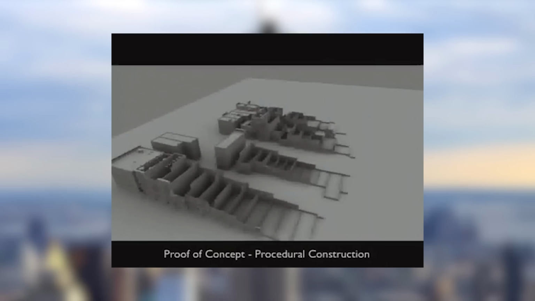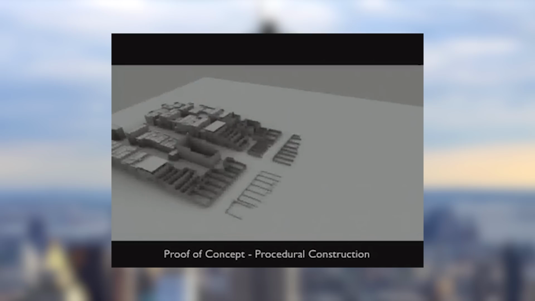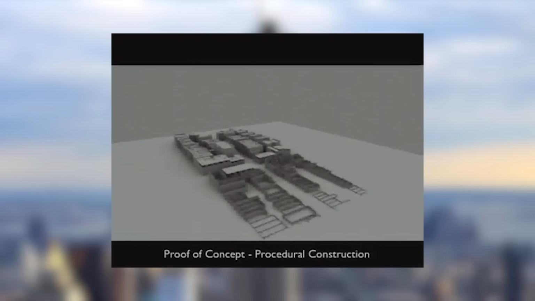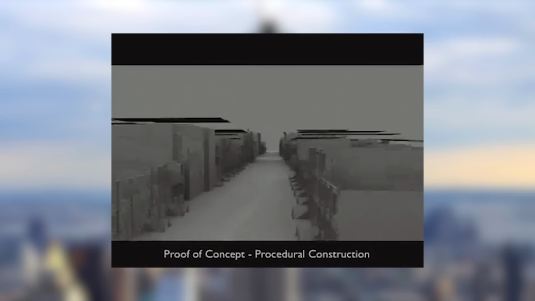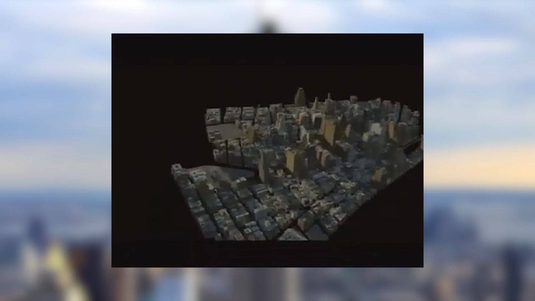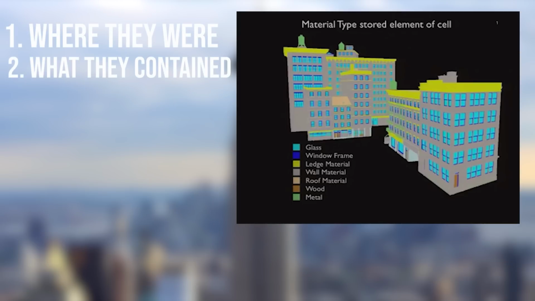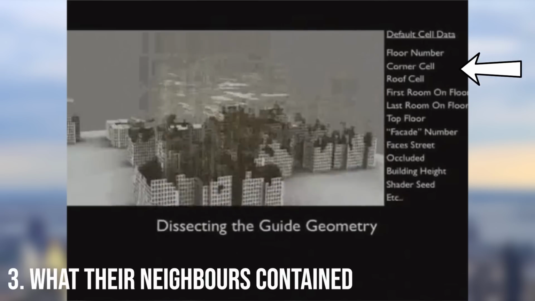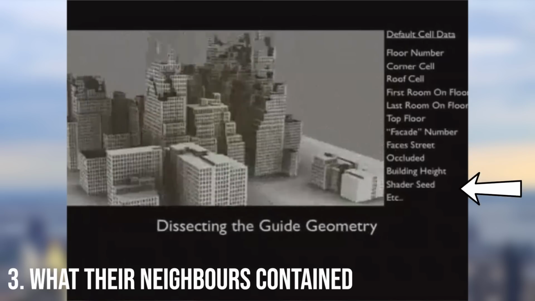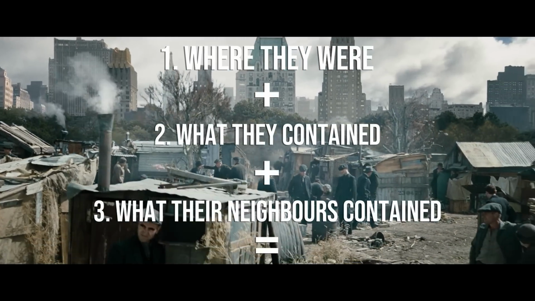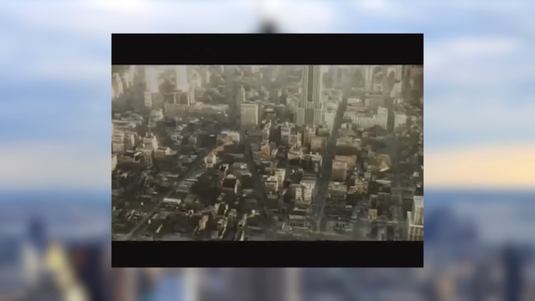Well, basically, by starting from a single point, this system would divide the city up into 22 million individual areas or cells. And then for each of these different cells, the algorithm could figure out where in the city they were, what part of the building they contained, and what the cells around them also contained. And then by analyzing all of this information, the system could then predict exactly which asset should be placed in that cell.